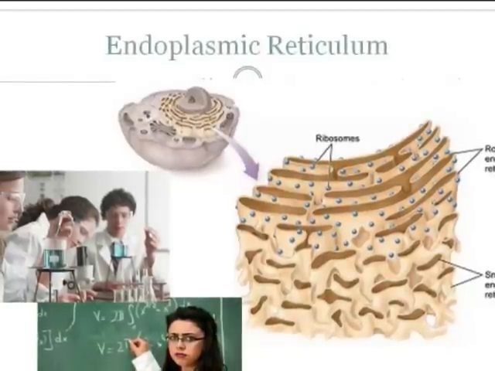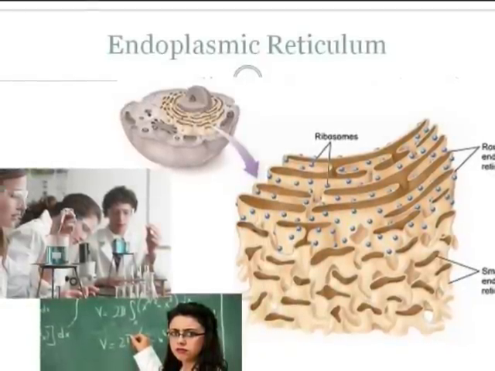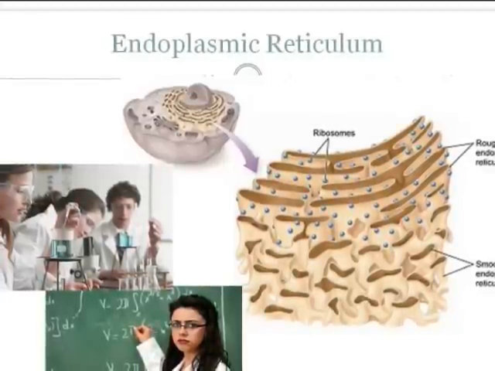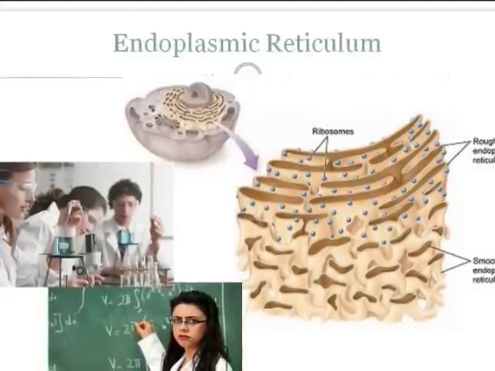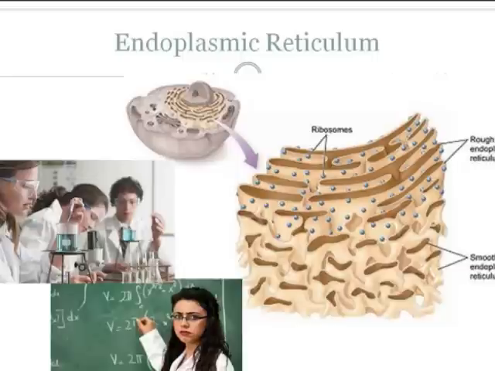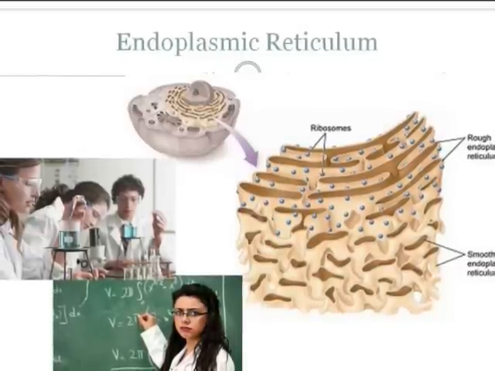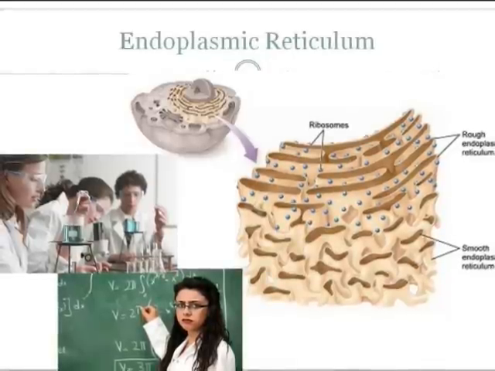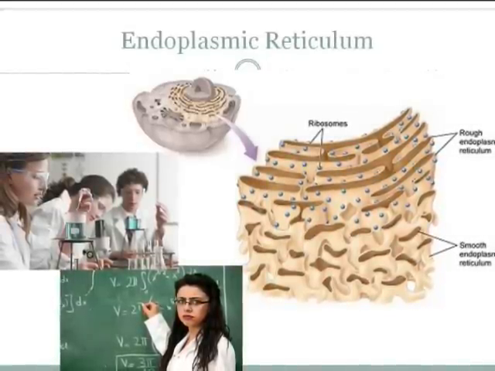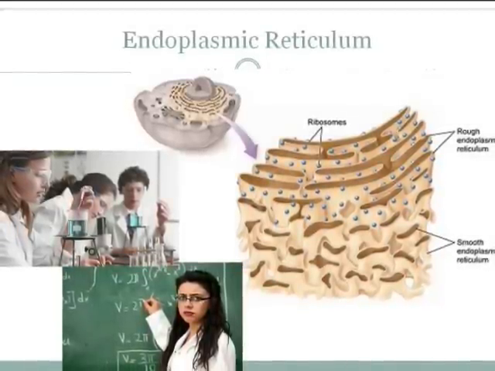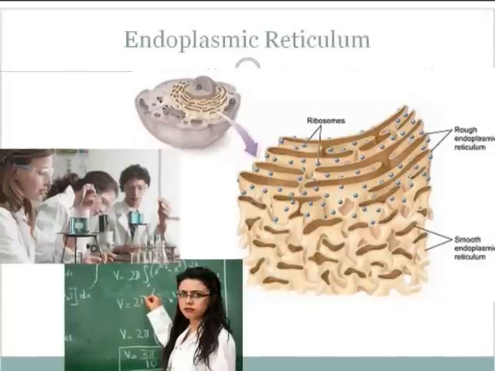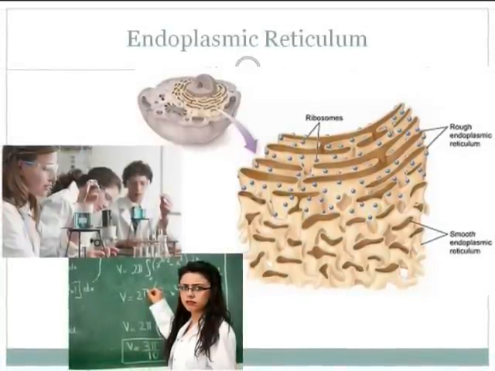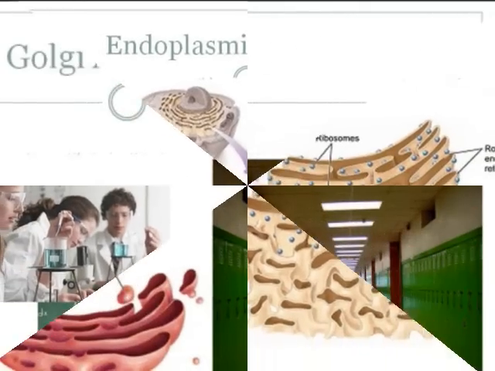We can compare the ER to the classrooms of a school. There are many different types of classrooms, but we are going to focus on math classrooms and science classrooms. The rough ER is like the science classrooms because each science classroom has its own teacher. The rough ER is lined with ribosomes. Remember, ribosomes are teachers. The math classrooms do not have their own teachers. Therefore, the math classrooms are like the smooth ER.